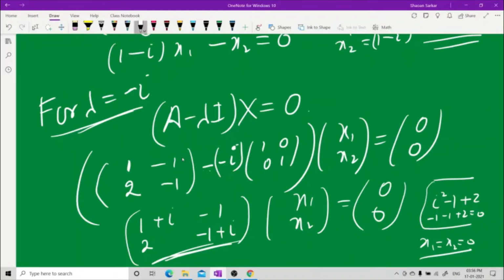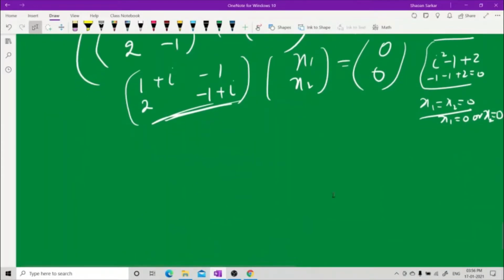Either x1 is 0 or x2 is 0, not both together. Then it will become a trivial solution, so that is not acceptable because eigenvectors are non-zeros. Now what I do is, again, that same clever trick I use. I replace R2 by R2. Now if I do this multiplication, this will become minus 1 and this will become minus 2.